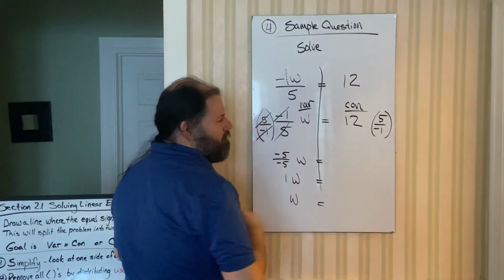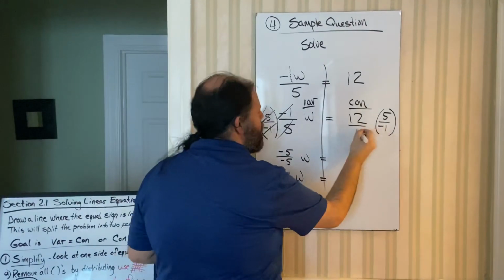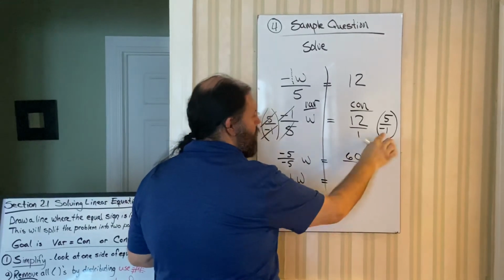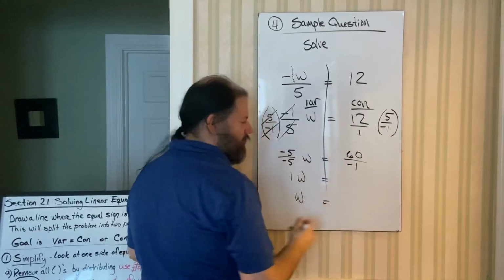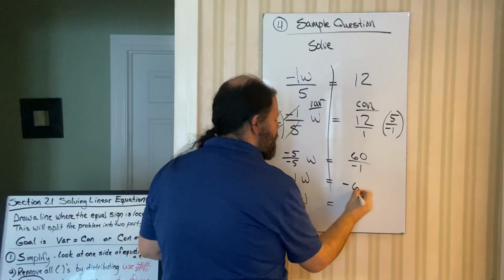Over here, remember, that's not a fraction, so put it over 1. 12 times 5 is 60. 1 times -1 is -1. And then a positive divided by a negative, you're going to get a -60.